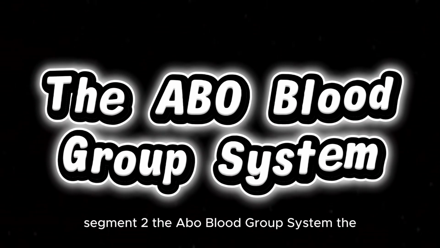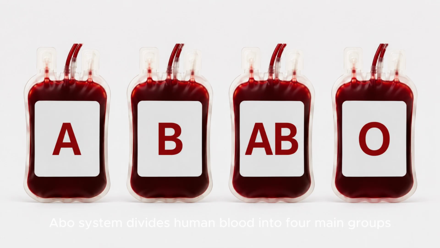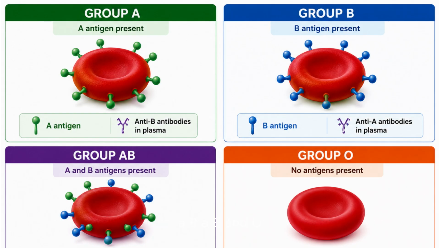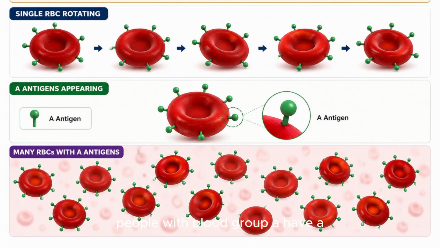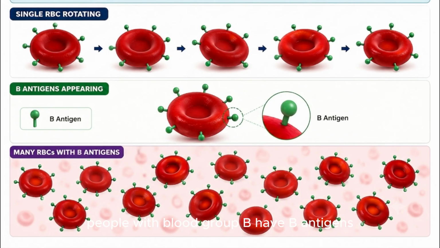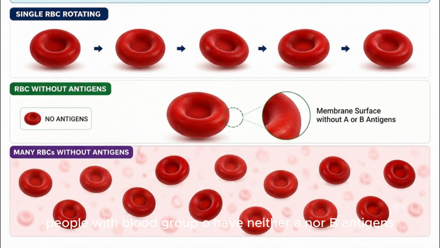Segment 2. The ABO Blood Group System. The ABO system divides human blood into four main groups: A, B, AB, and O. People with blood group A have A antigens on their red blood cells. People with blood group B have B antigens. People with blood group AB have both A and B antigens. People with blood group O have neither A nor B antigens.